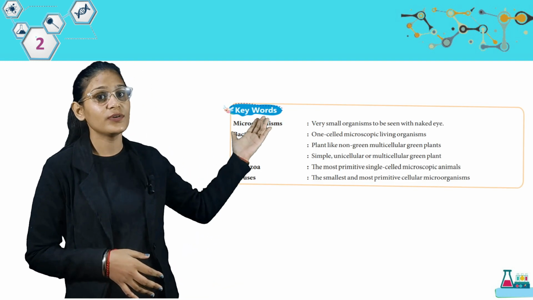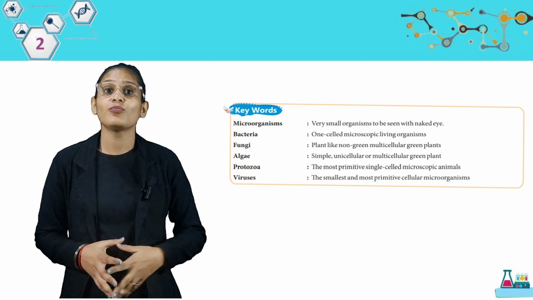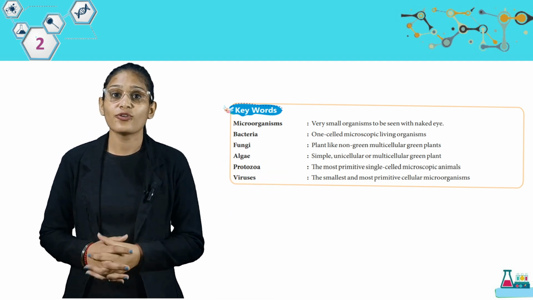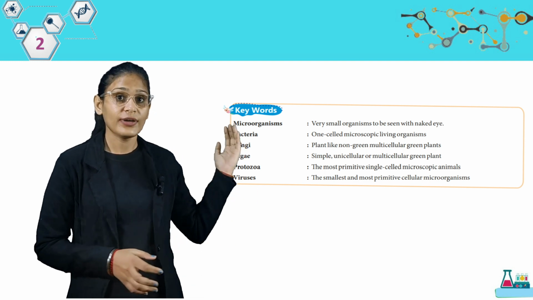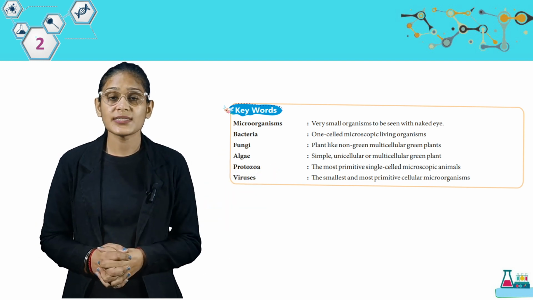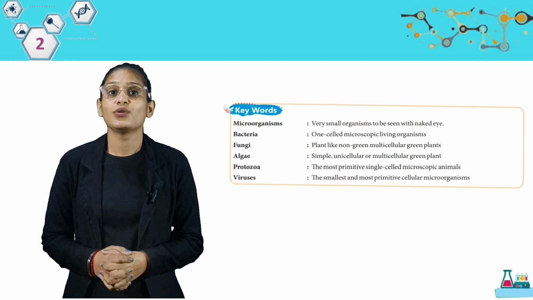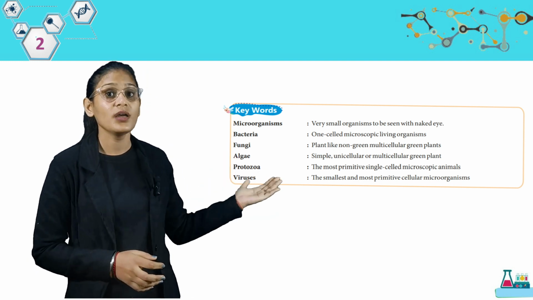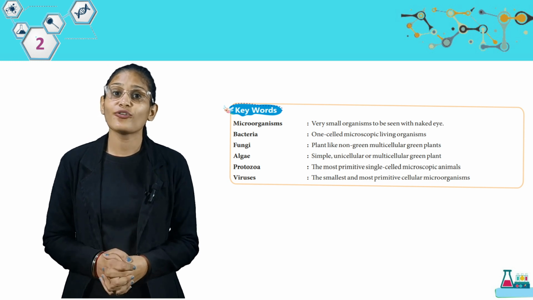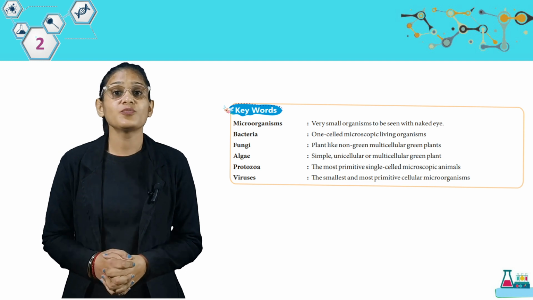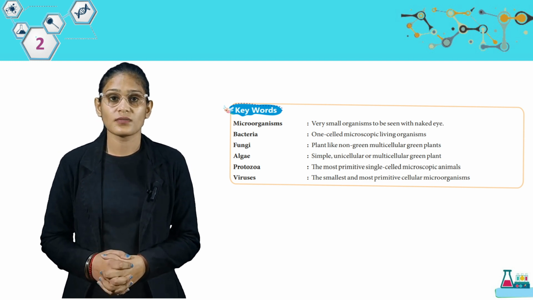Here we have some keywords. Microorganism, very small organism not seen with naked eye. Bacteria, one-celled microscopic living organisms. Fungi, plant-like non-green multicellular organisms. Algae, simple unicellular or multicellular green plants. Protozoa, the most primitive single-celled microscopic animals. Viruses, the smallest and most primitive acellular microorganisms.